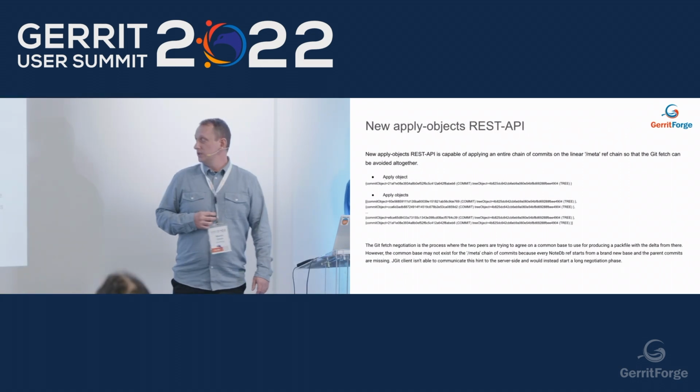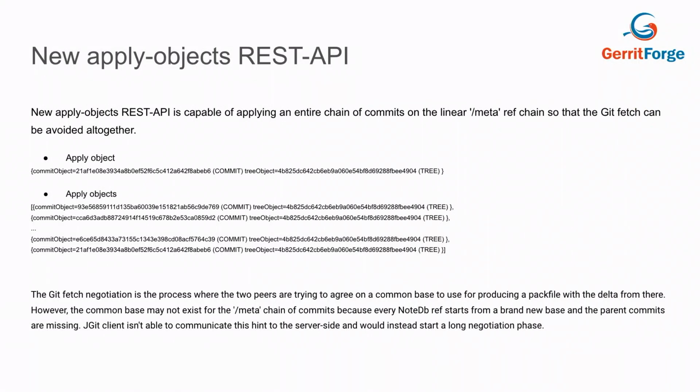Why is apply object so fast? Because we don't have to do the git fetch. We don't have to trigger the git fetch protocol, which is doing the negotiation part. So we don't have to exchange the refs descriptions between server and client. We are taking the data, we're checking if the parent is there, and we're just writing it. So that's why we could get milliseconds here.